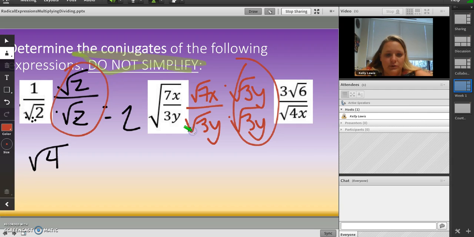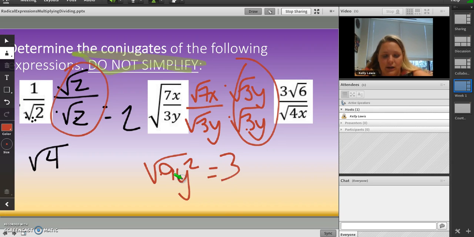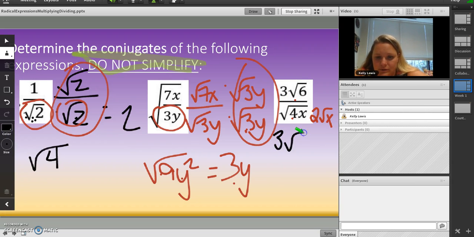All right, so square root 3y times square root 3y is square root 9y squared. Square root of 9 is 3. Square root 9y squared is y, so I get 3y. So look, I picked itself. Square root 4 is 2 square root x. So this, we can rewrite as 3 square root 6 over 2 square root x.